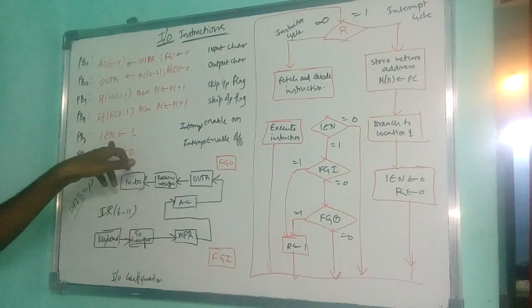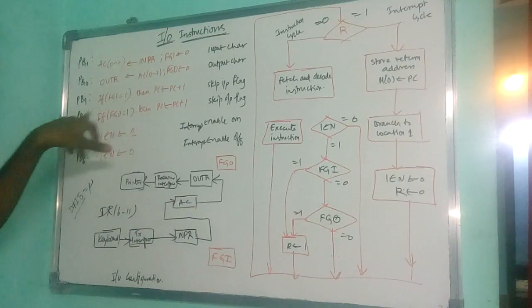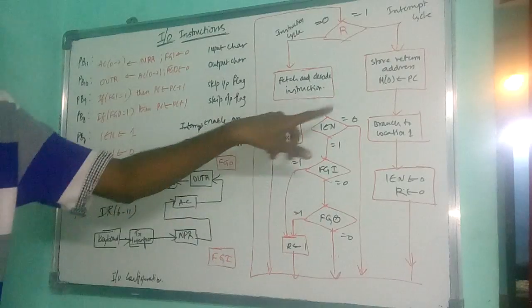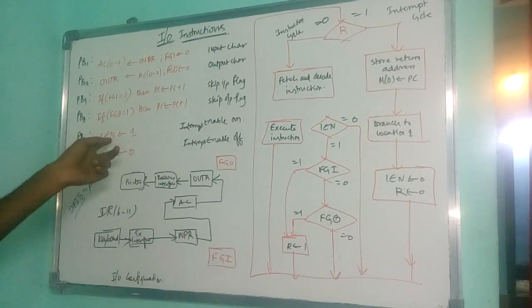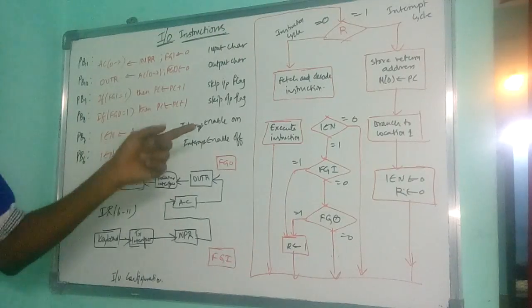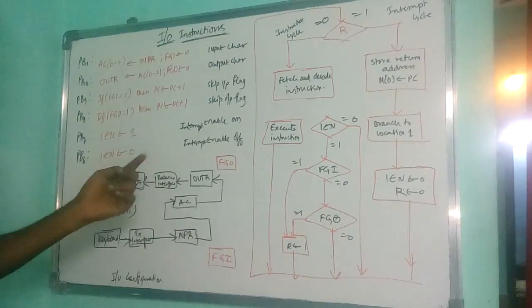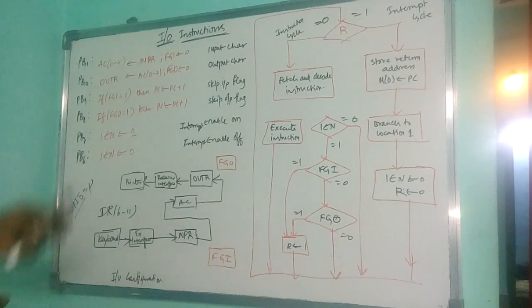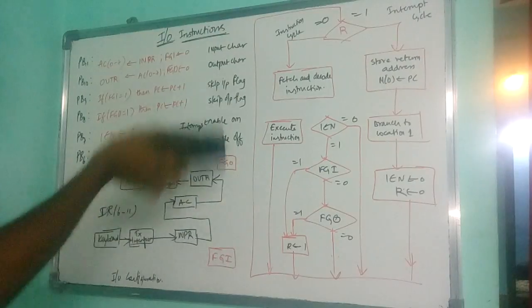And next is interrupt enable on. We will see where interrupt enable is used later. Interrupt enable is 1, enabling the interrupt, and interrupt enable off disables it. These are the basic 6 instructions we use as input output instructions.